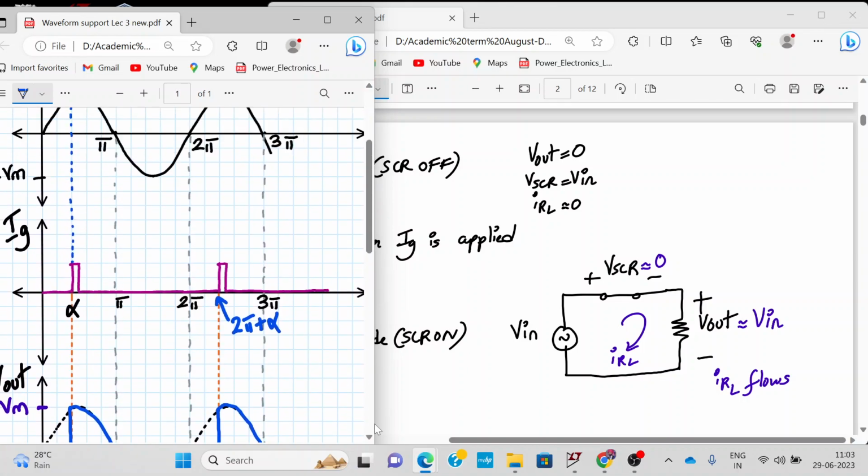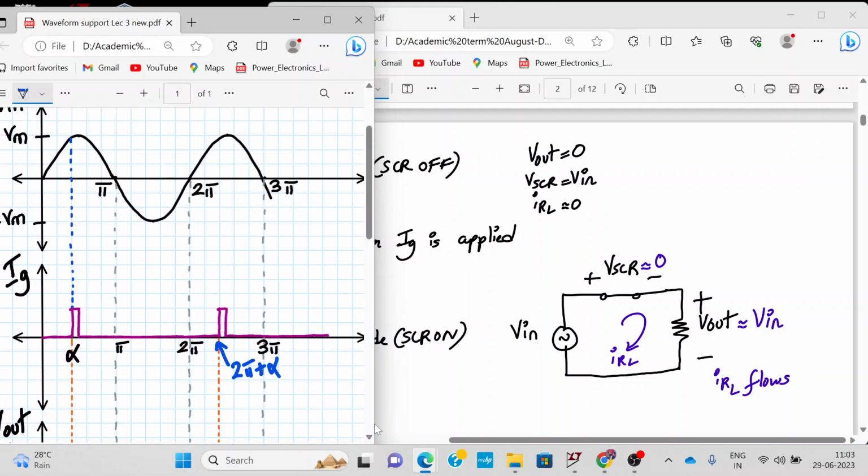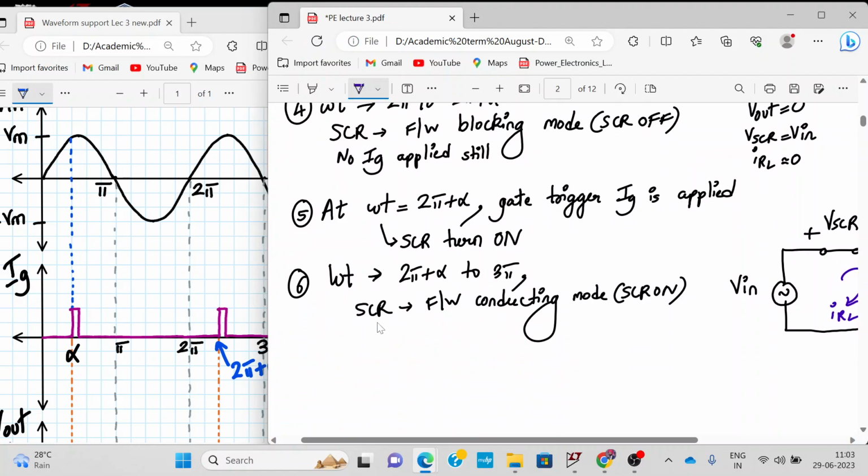And then from 3 pi to 4 pi again, the SCR will remain in the reverse blocking mode, and the same sequence of events will happen and the cycle will continue. Okay, so henceforth the cycle will repeat itself.